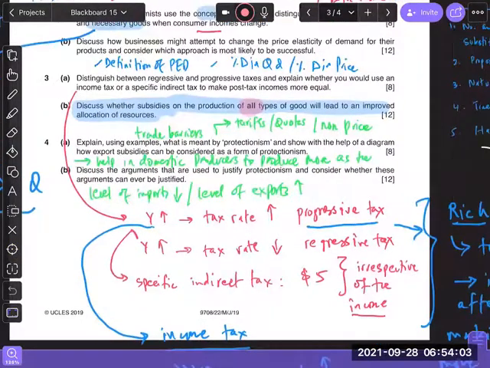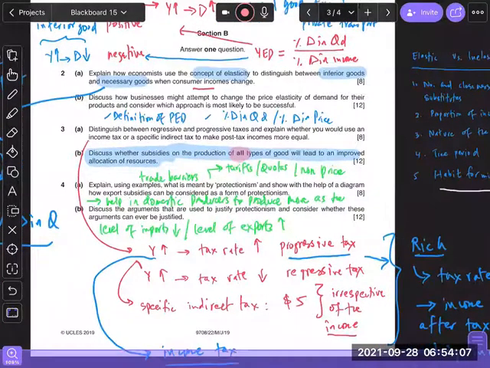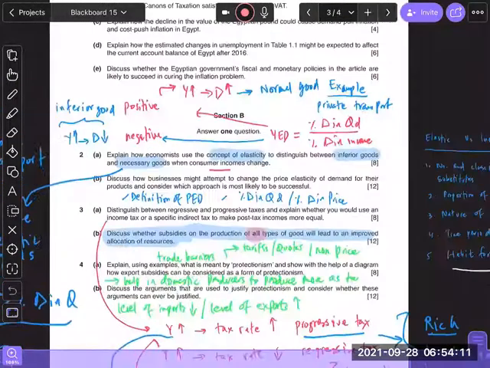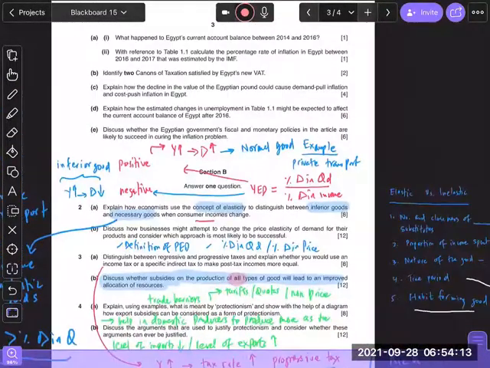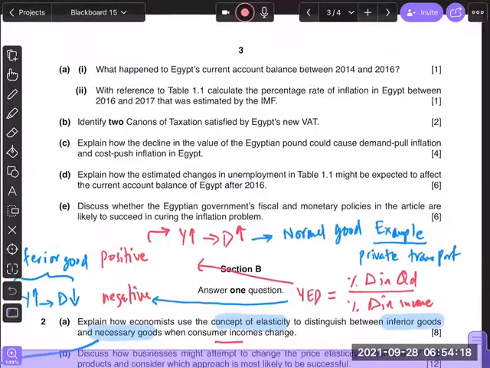This is a very good paper. All of the three questions are pretty nice and doable, and they were from micro and macro. So yeah, that's a good paper. Now, this data response, we can do it next time.